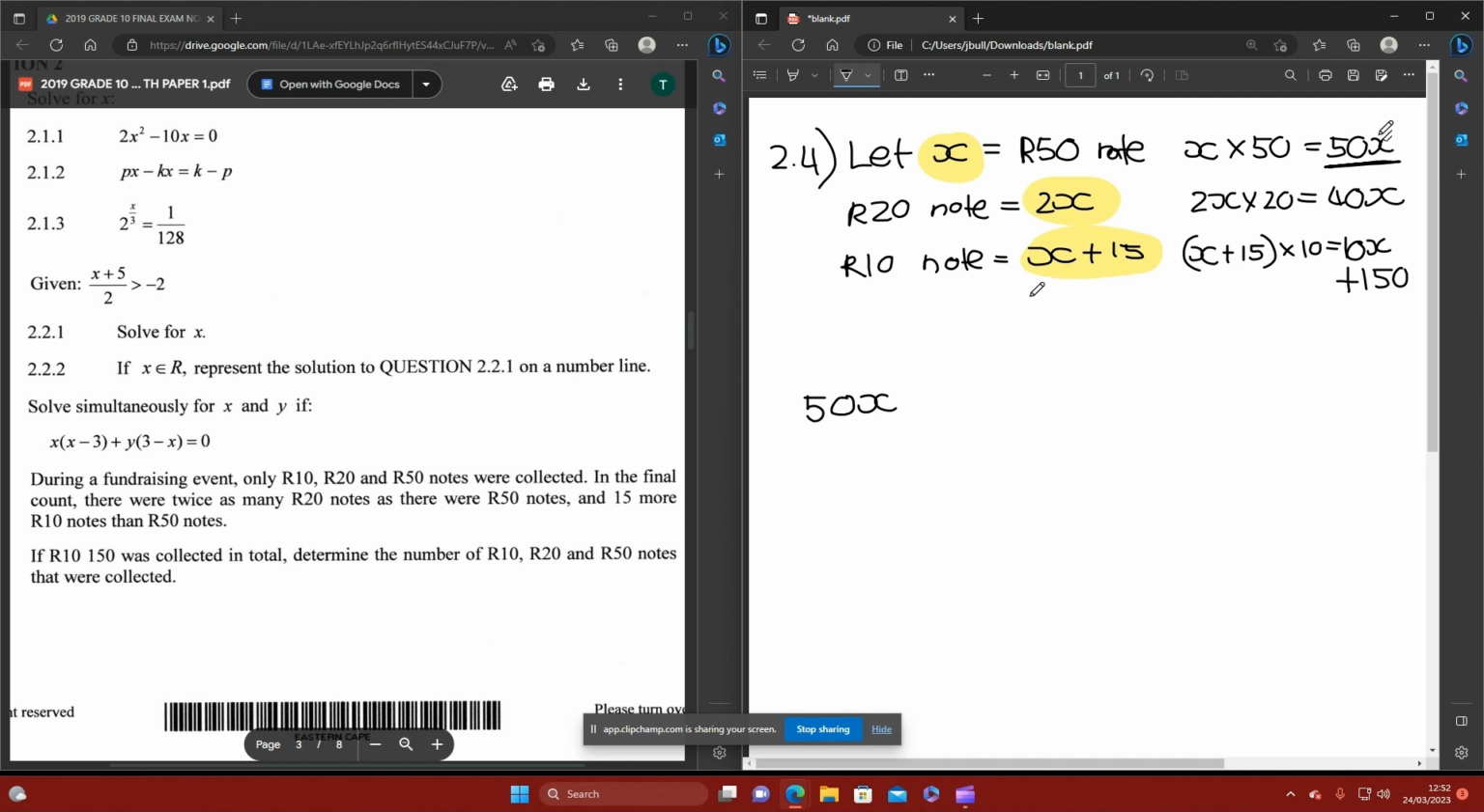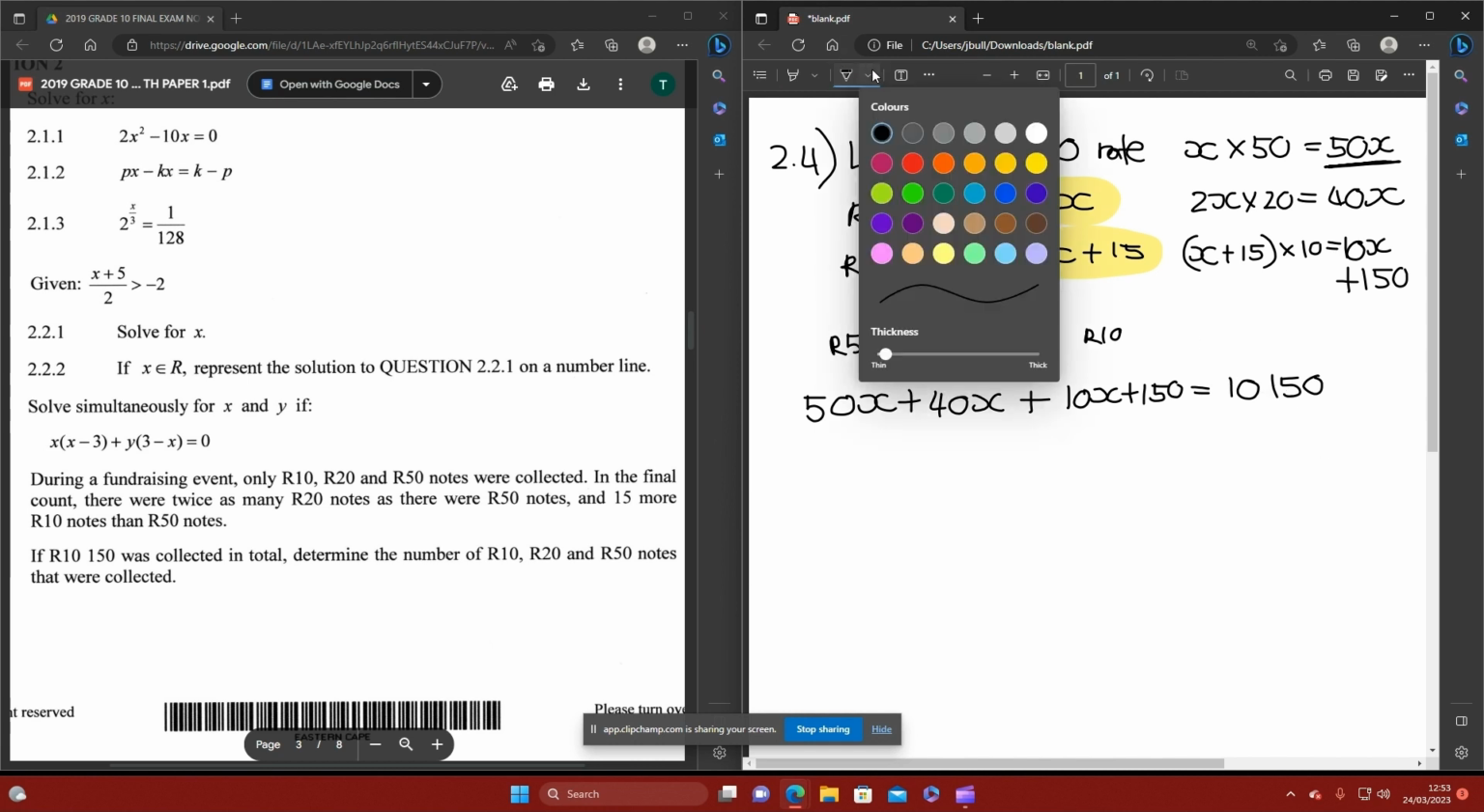So if you put this all into an equation, we've got 50x, add 40x. Okay, so that's our 50 Rand notes. That's our 20 Rand notes. And then we've got to add our 10 Rand notes. So I've got 10x plus 150. And all together, if I work all of these out, I'm going to get the total of 10,150 Rand. Now it's just a case of then solving for what x is, so we can know how many of each of these notes we have.